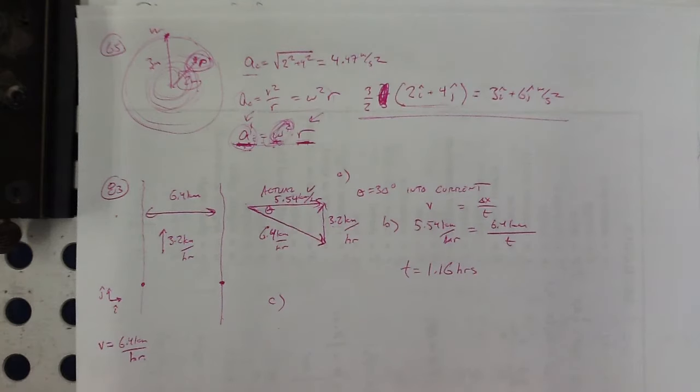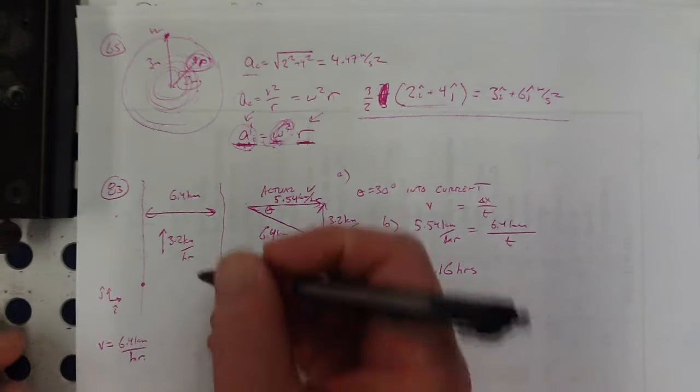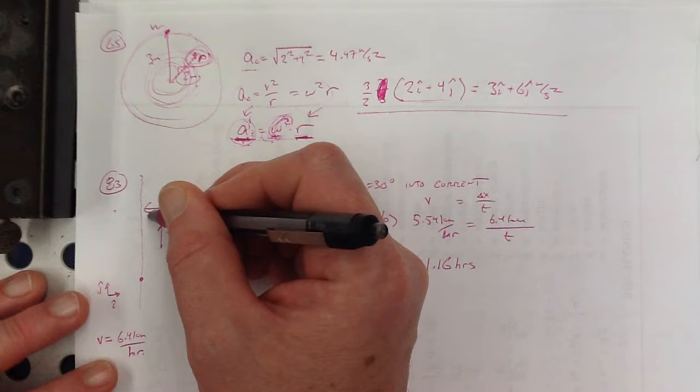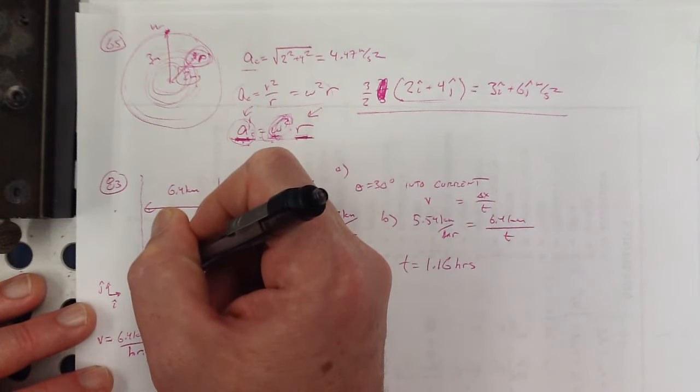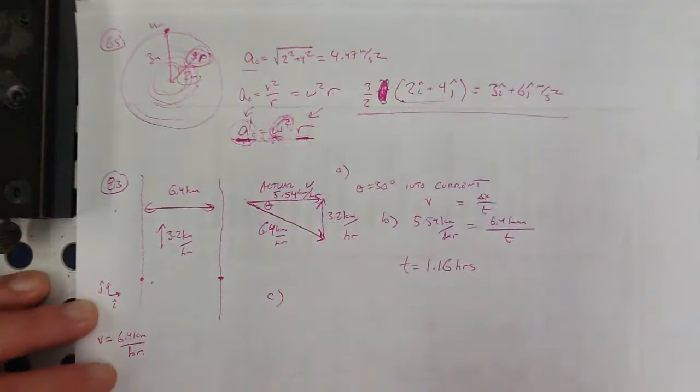C, what is the question here? How long will it take if instead she rows 3.2 kilometers down the river and then back to her starting point? So if she rows 3.2 kilometers this way and then back to her starting point.